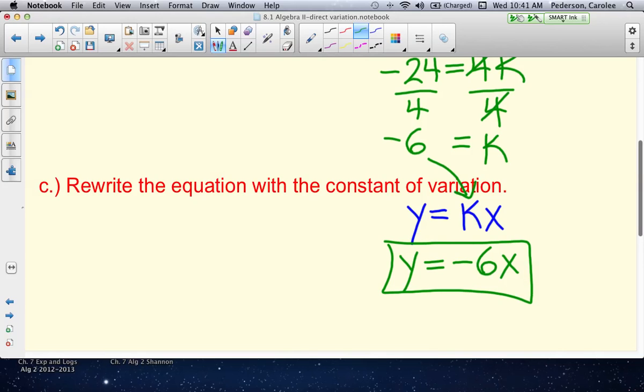Do know that this equation is a linear equation. The y-intercept is 0. The slope is negative 6. We can graph this direct variation equation. It's a line. In our class, we're not going to do that in this section. They do teach it and show you in the textbook. You can do that if you're interested in looking at it in the book.